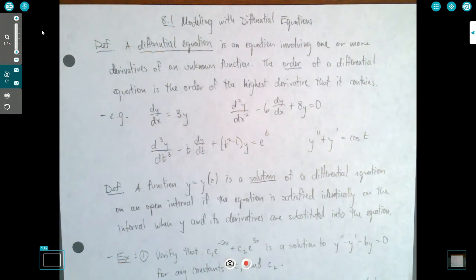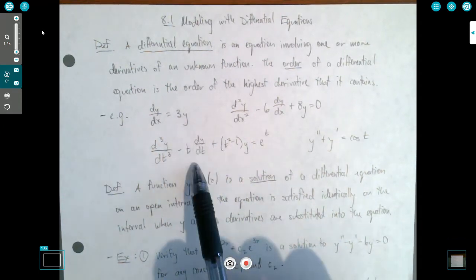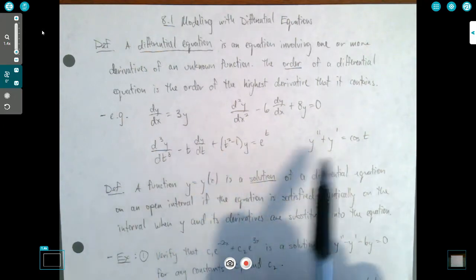A differential equation, you've seen these things probably before, but just to remind you, a differential equation is an equation involving one or more derivatives of an unknown function. The order of a differential equation is the order of the highest derivative that it contains. So, for example, all of these equations are differential equations.